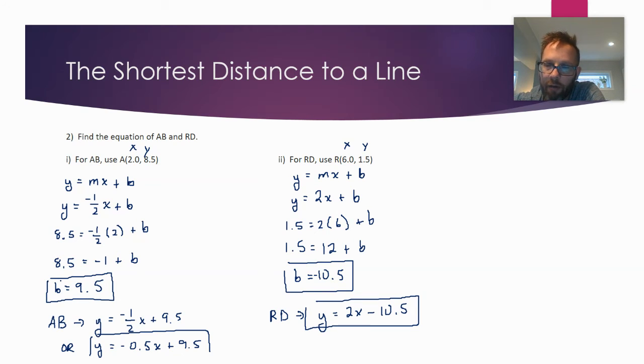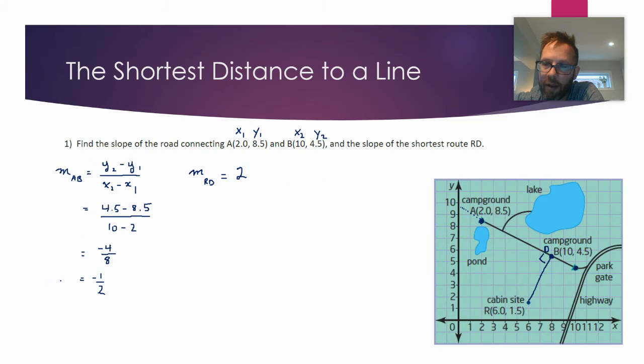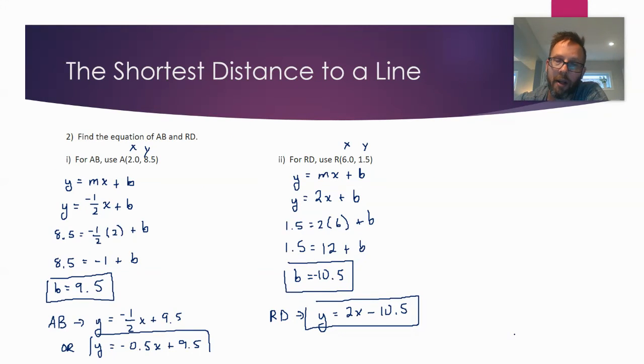All right, so let's consult our diagram, make sure this makes sense. Now, it's not as easy to check this one, but I can see that side road from R to D, if I extend it back, negative 10.5 definitely doesn't seem out of place. So again, reasonably sure we're on the right track. All right, guys. Well, now we know the main road, the campground road, has the equation y equals minus 0.5x plus 9.5. The side road we want to build has the equation y equals 2x minus 10.5.